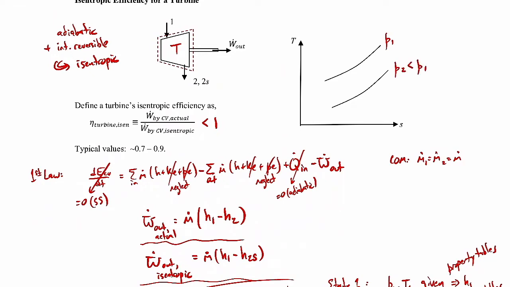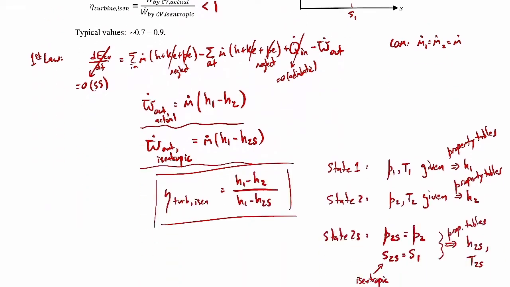And let's say that our state 1 is right here. This is our T1. And then our corresponding specific entropy is down here, S1. I should move that over. And then for a real life scenario, what happens is we drop down to pressure 2. Well, the entropy will increase.